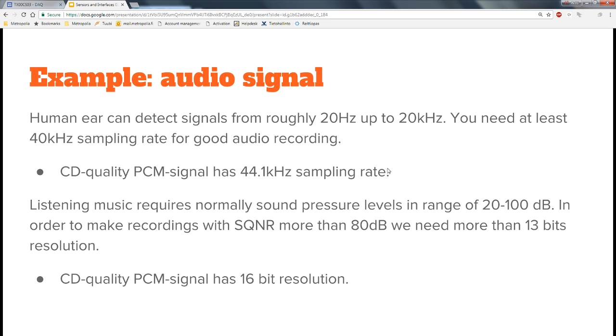Okay, but anyways, it's not by accident that it's 44.1. Why it's 44.1 instead of 44? I have no idea. I'm not that old to remember.